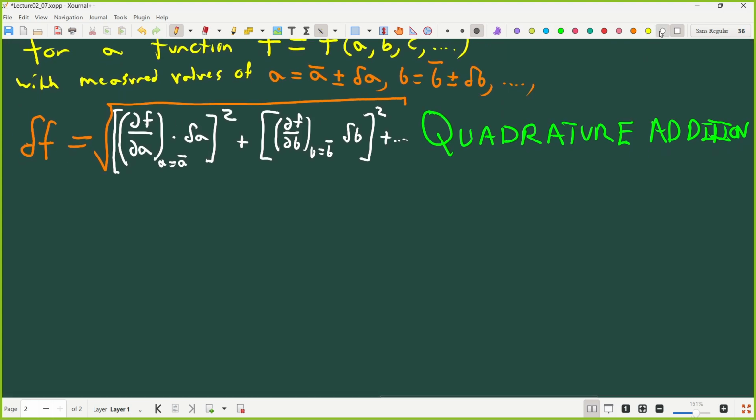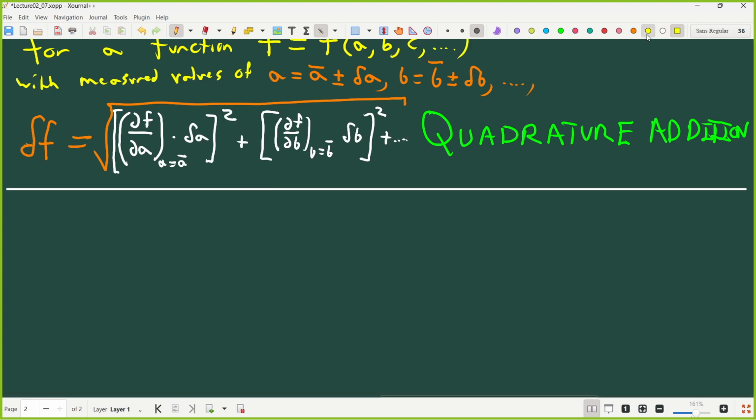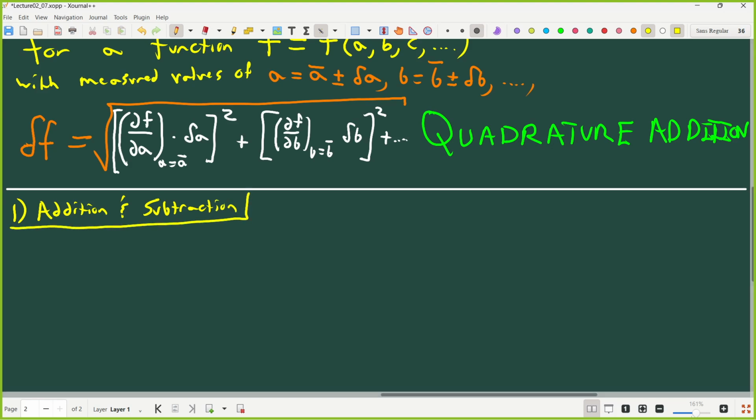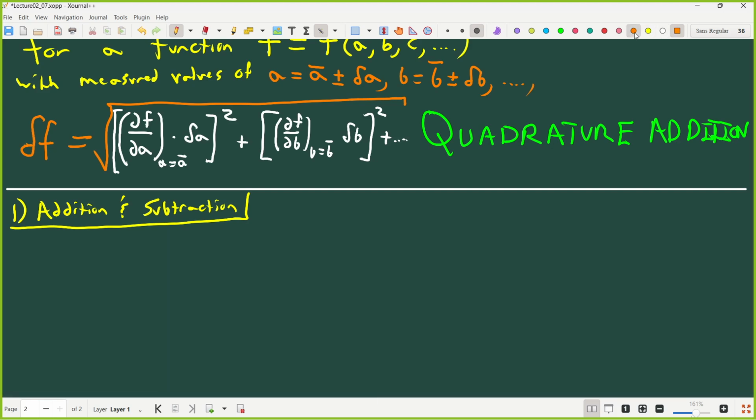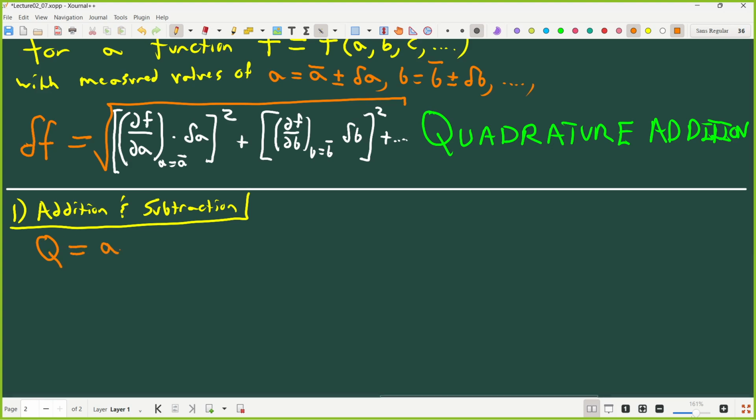All right, so let's just think of some really, really simple functions that we can evaluate the errors on. So let's do first, really, really simple, a function that's just addition and subtraction. Okay, so let's say we're measuring something q. This is the output, if you will, and q is just a sum of numbers. So it's a plus or minus b, plus or minus c, plus or minus dot dot dot. And of course, as always, a, b, and c are the things we measure.